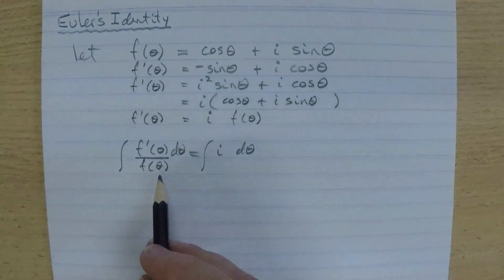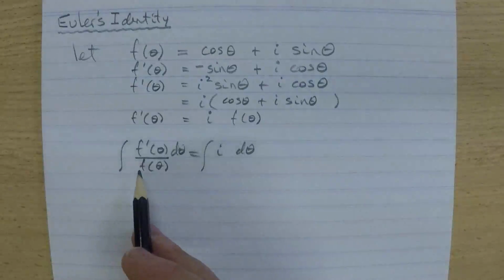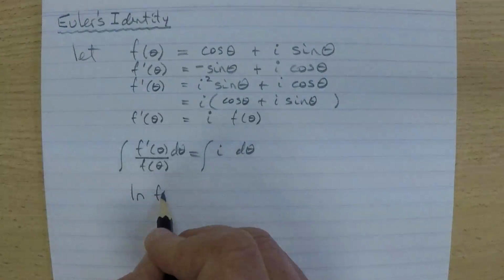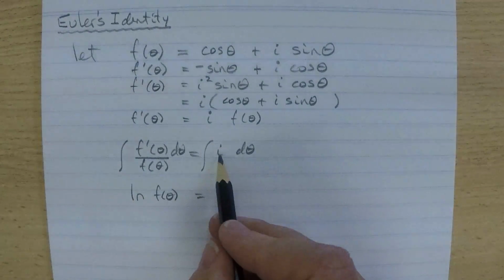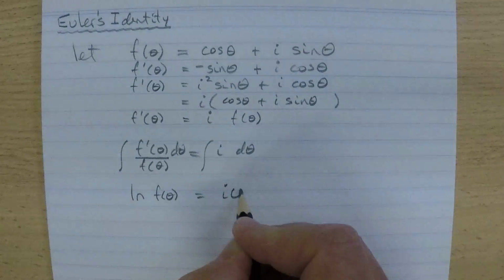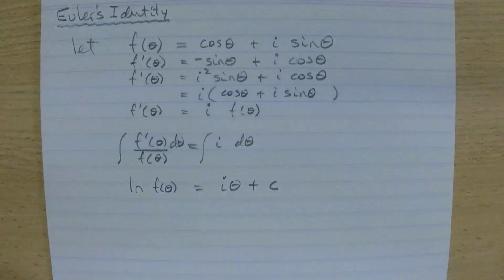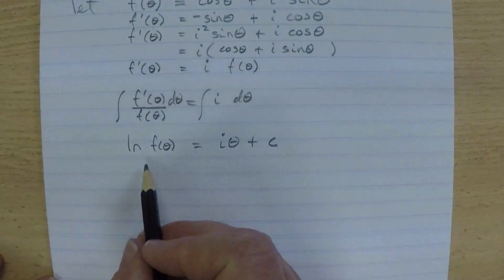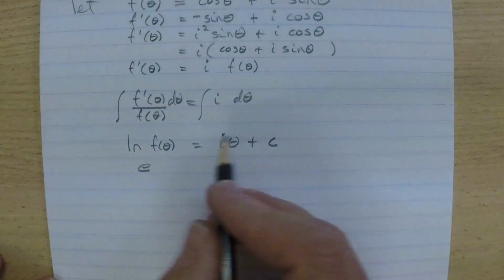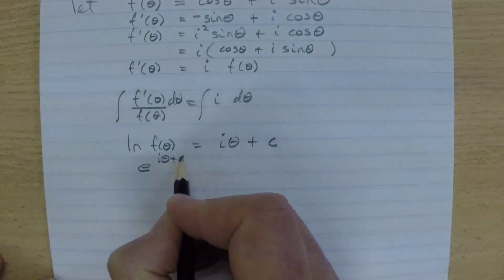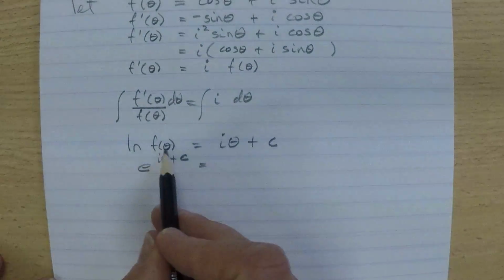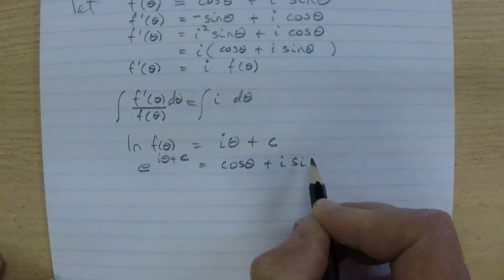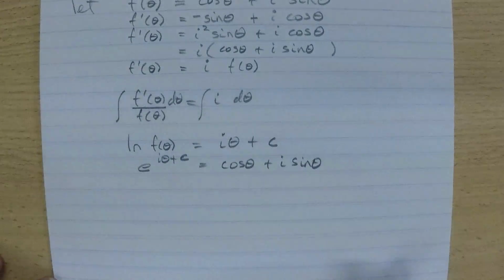Now the integral of an expression like this, where it's a derivative of a function divided by the original function, is ln, the natural log of that function. The integral of a constant is i multiplied by theta plus a constant of integration. Now writing this using exponent format instead of log format, I would have e to the power of i theta plus c, the constant of integration, would equal the original function, which I'll write as cosine theta plus i sine theta, just writing it out from our original definition.